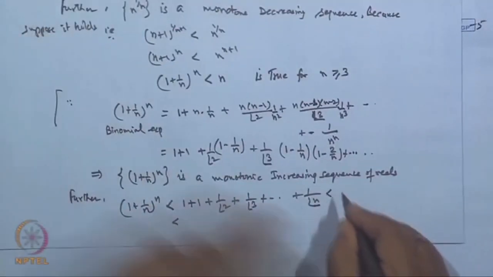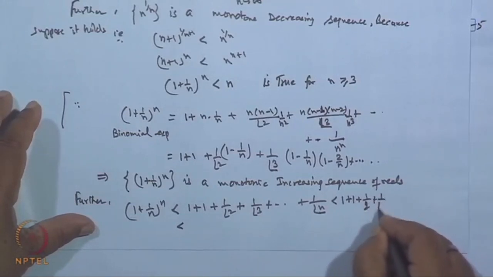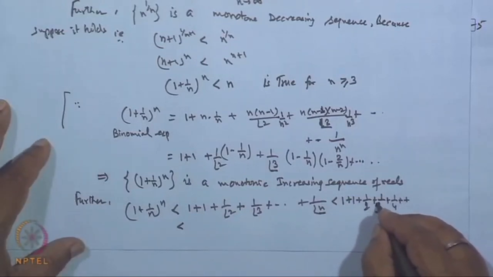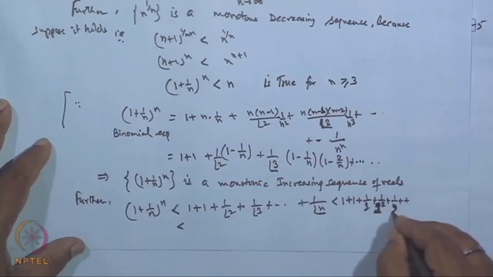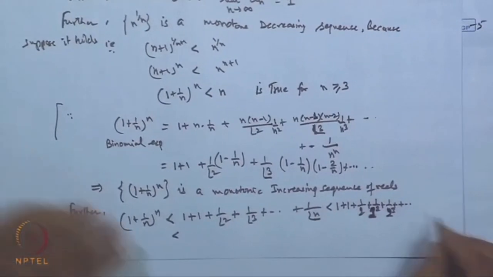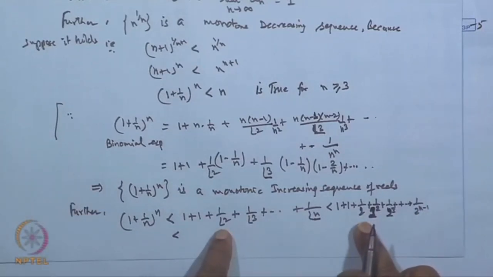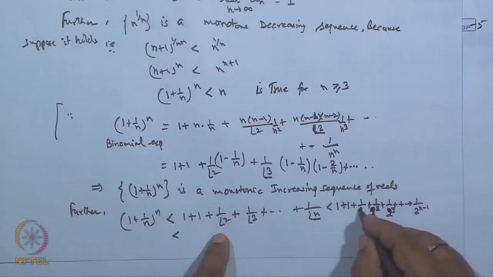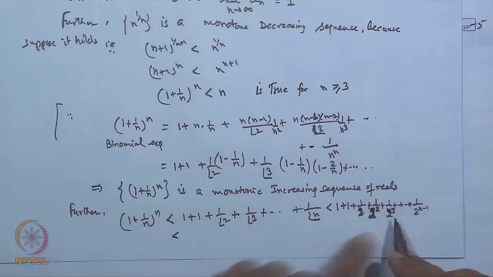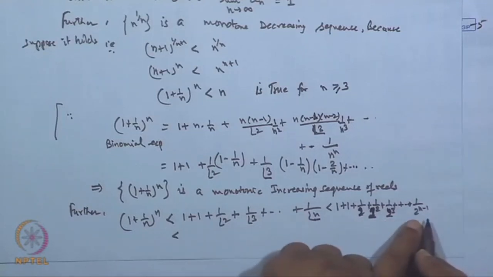This is further less than 1 plus 1 plus 1 by 2, 1 by 3, 1 by 4 and so on, 1 by 2 square, 1 by 2 cube and so on like this. So it is 1 by 2 to the power n minus 1, because factorial 2 is equal to 2 basically. Okay. So factorial 3 is greater than 2 square, so 1 by factorial 3 is less than 1 by 2 square, 1 by factorial 4 is less than 1 by 2 cube, 1 by factorial n is less than 1 by 2 to the power n minus 1.